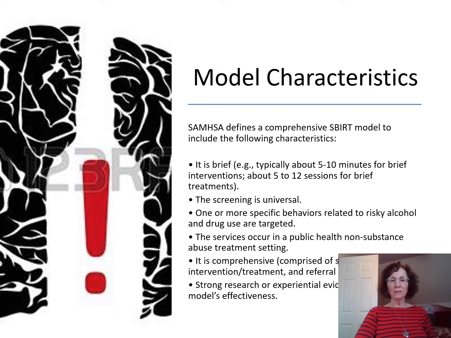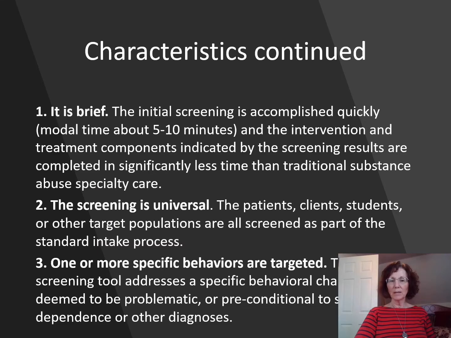What are some model characteristics of SBIRT? It is brief. It's generally done in an office setting in about 5 to 10 minutes. The interventions can be 5 to 12 sessions for brief treatments. The screening is universal. One or more specific behaviors is targeted. The services occur in a public health or a substance abuse treatment setting. It is comprehensive, and there's strong empirical research that it works.